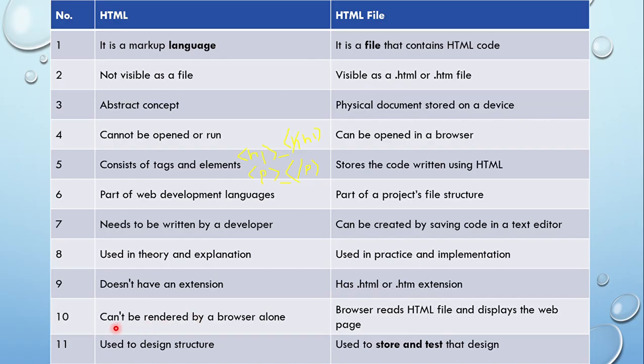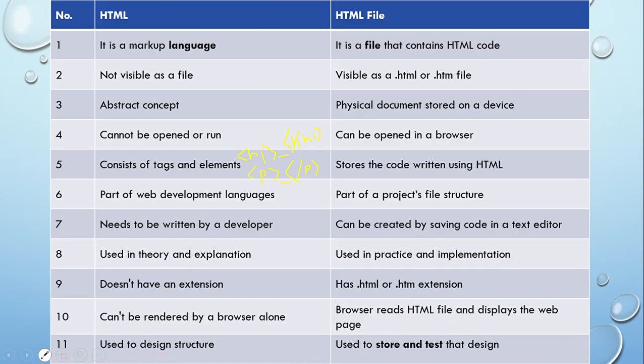Next is HTML cannot be rendered by a browser alone. Okay, it cannot be rendered by a browser alone. It means alone it does not show anything. It needs to be saved in a file, right? But with an HTML file, the browser reads the HTML file and displays the web page. Whatever the code or instructions given in that HTML file, it displays them in the web page, creating your application or anything you want.